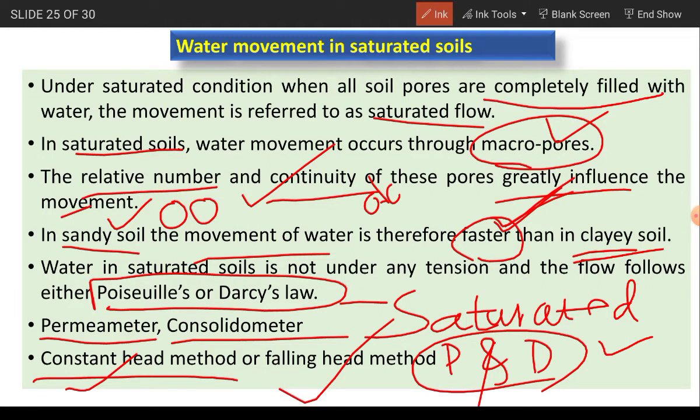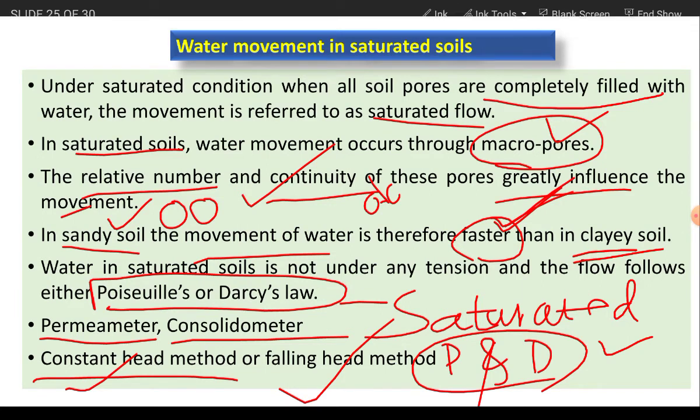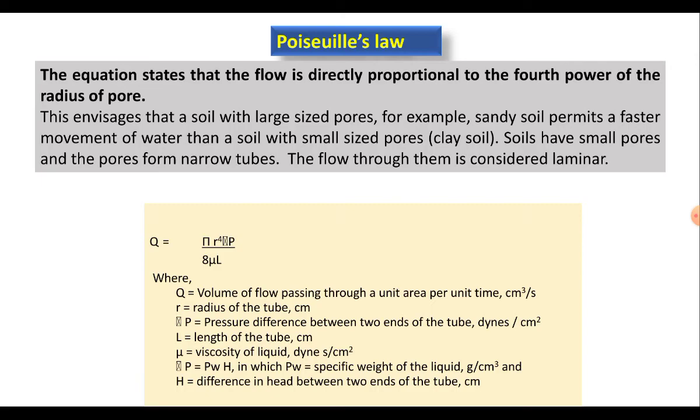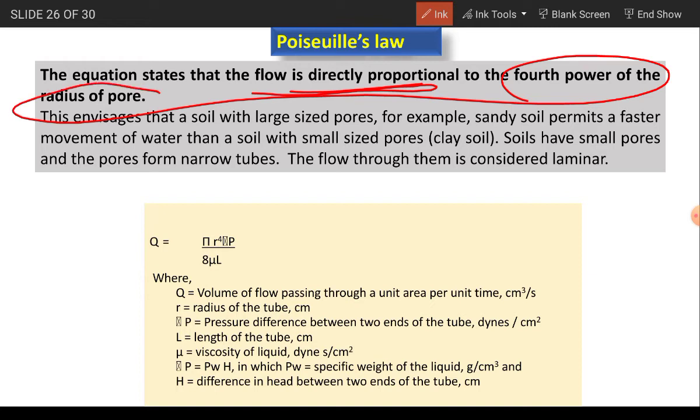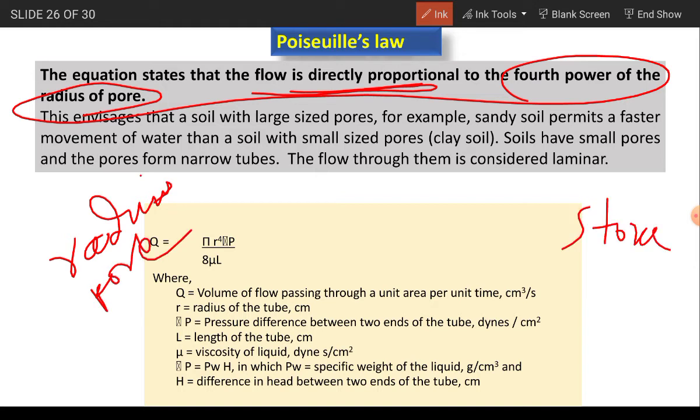Anyway, this is Poiseuille's equation. This is Poiseuille's equation, must know. The equation says that the flow is directly proportional to the fourth power of the radius of the pore. In Stokes law, what you studied was the radius of the soil particle. Here, it is the soil pore. Understood? This is the law.